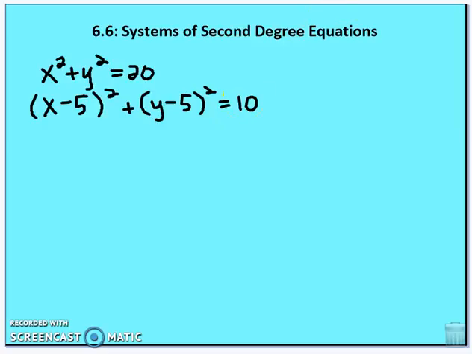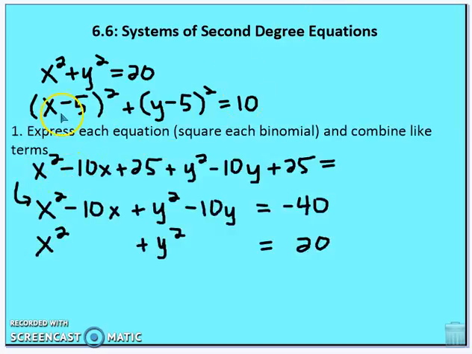Come back. All right, so I foiled the second equation for the circle: x squared minus 10x plus y squared minus 10y, and then I've rewritten all the constants on the right-hand side. And then I'm going to write the first equation below the second equation so I can eliminate the x squared and the y squared values.